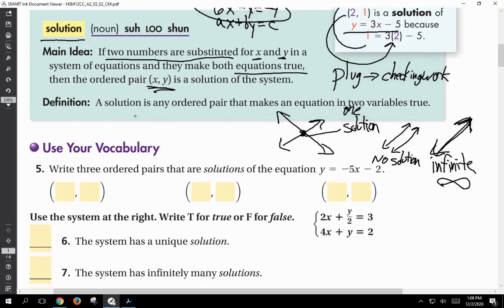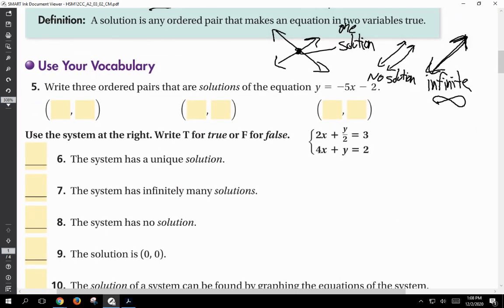Use your vocabulary. Write 3 ordered pairs that are solutions of the equation y = -5x - 2. So how do we do this? What are we going to do? Well, we taught you a long time ago to plug in and make a graph, the xy graph. Plug in things for x, and you'll get y. So we've taught you before: -2, -1, 0, 1, and 2. Plug them in for x, you get a solution for y.